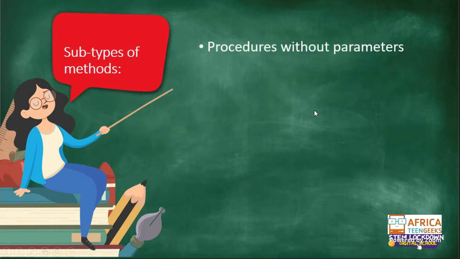The first subtype is a procedure without parameters. So I'm calling this procedure, but this procedure can do its job on its own. It doesn't need any additional information in order to do its job. See if you can think of an example that is already built into Delphi that does exactly that. And then the second one is a procedure with parameters.